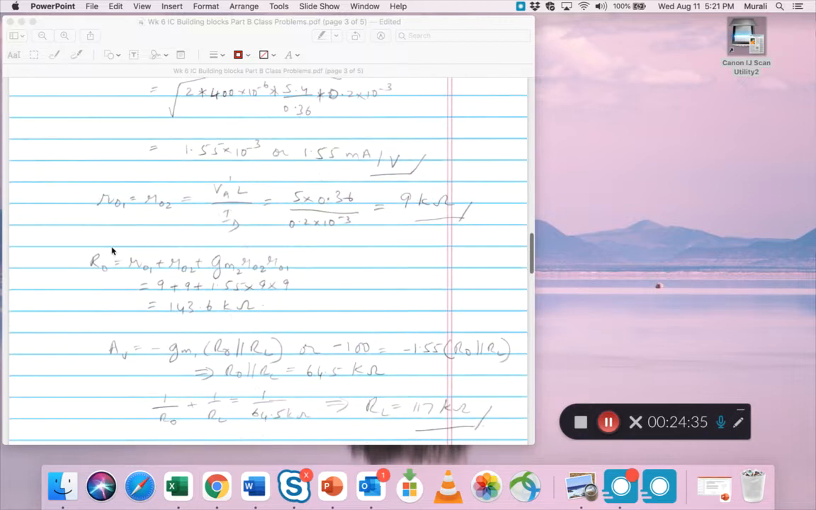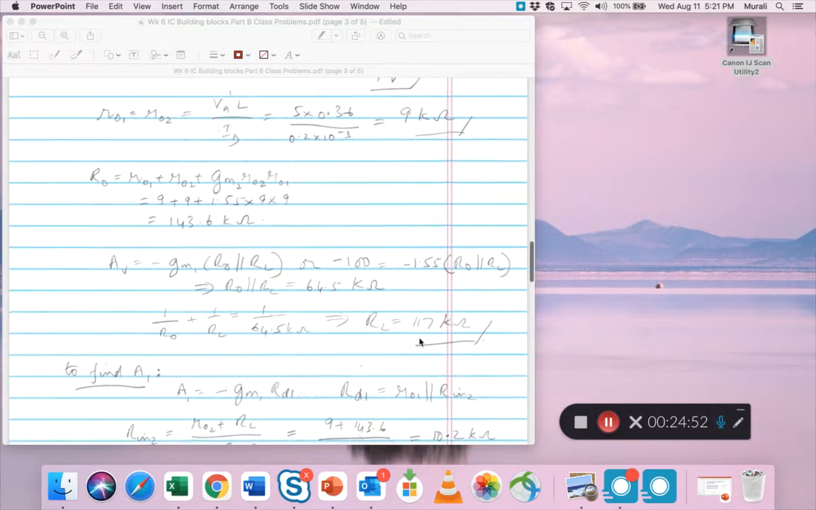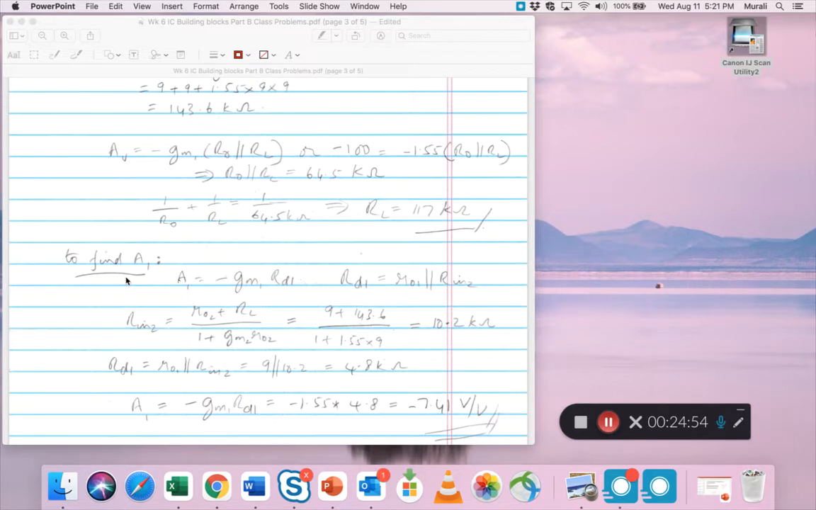With those two values, we can find RO1, RO2, they're all the same, right? RO becomes this, 143K. AV is now this. And from this formula, you can find RL, which was the remaining resistor, at 117 kilo ohms. To find A1, it is minus GM RD1.